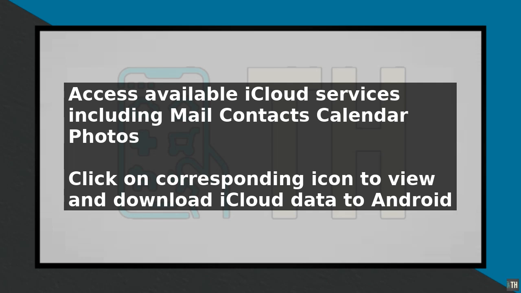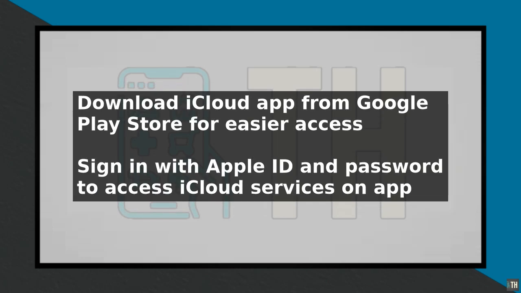If you want to access iCloud services more easily, you can also download the iCloud app from the Google Play Store. The iCloud app allows you to access iCloud services such as iCloud Photos, iCloud Contacts, and iCloud Calendar directly from your Android device. To set up the iCloud app on your Android device, download and install the app from the Google Play Store. Then, sign in with your Apple ID and password. You will then be able to access your iCloud services and sync them with your Android device.